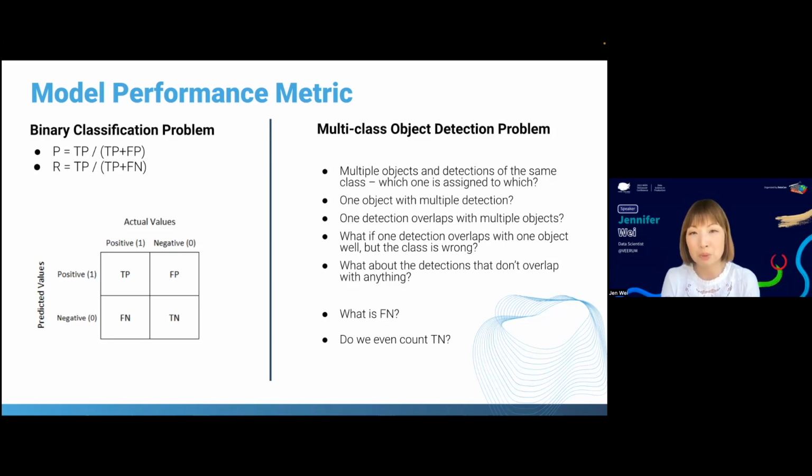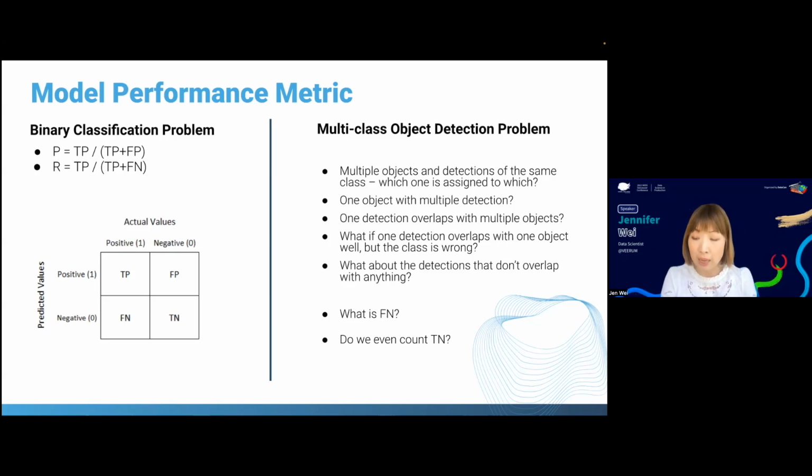So yes, now we talk about model performance. I know that you're very familiar with the binary classification problem. On the left you see the confusion matrix. And you all know that based on the actual value and the predicted value, you can categorize your predictions into true positive, false positive, false negative, and true negative. Then you can calculate your precision, recall, F1 score or F2 score, as the formulas just above the confusion matrix indicate. To the right is a list of questions that I actually asked myself when I had to evaluate the model performance for a multi-class object detection problem.